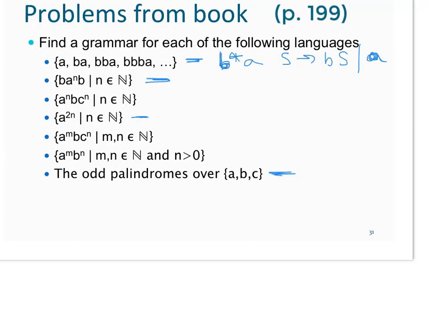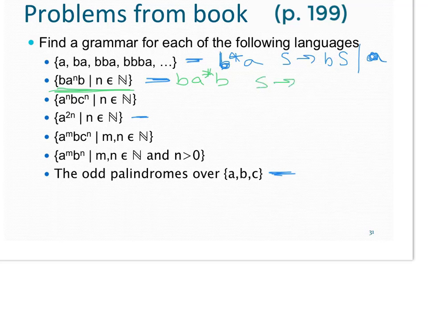All right. This next one, why don't we underline it in green? We'll do this one in green. B, A to the N, B. So it starts and ends with a B, and then it's got 0 or more A's in the middle, right? So another way to write this, if we were just writing it as a regular expression, would be B, A star, B, right?